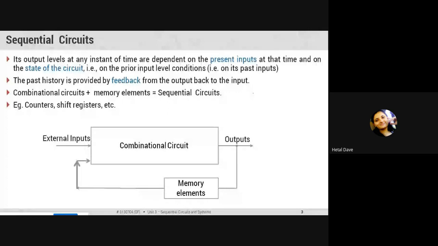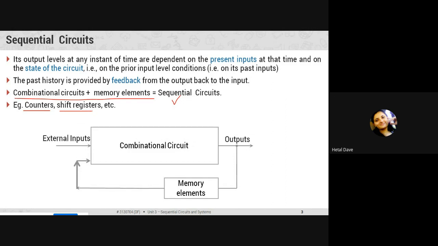So now we need to define what is external input, what is external output, what is state of the circuit. That we need to define. Okay, so here the combinational circuit and memory element are together called a sequential circuit. It is the definition. Examples are counter and register. They are sequential circuits.